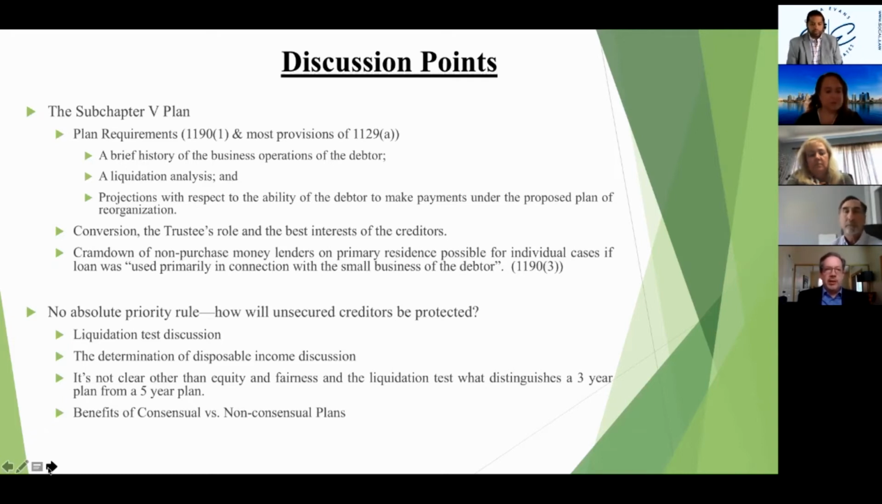If a debtor got a HELOC, for example, a home equity line of credit, and then used that money in connection with a business, would that apply? The lender might say no, because I think that a lot of those loan documents contain an express representation by the debtor that they're going to use it only to improve their residence. So we'll see how all that shakes out, but that's a big advantage of Subchapter 5 right there.